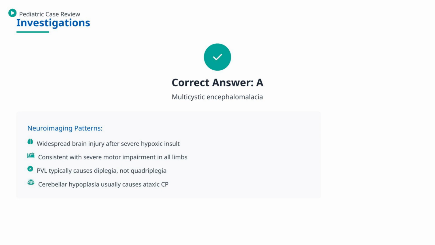Multicystic encephalomalacia. This finding represents widespread brain injury following a severe hypoxic ischemic insult and correlates with spastic quadriplegia, the most severe form of cerebral palsy affecting all four limbs. Periventricular leukomalacia typically causes diplegia. Normal MRI is uncommon in severe CP, and isolated cerebellar hypoplasia usually causes ataxic CP.